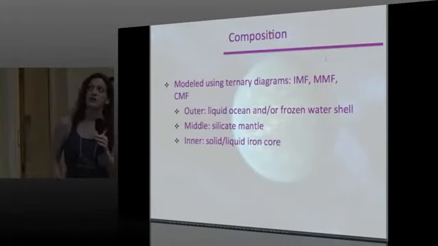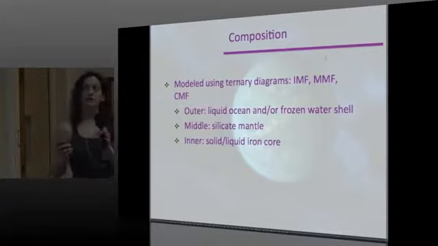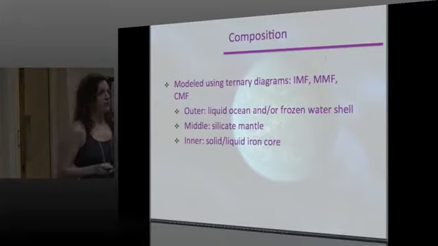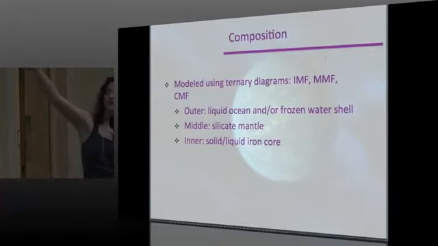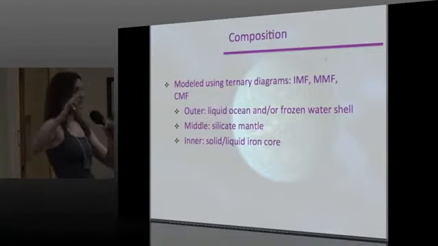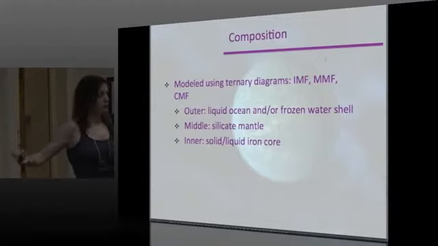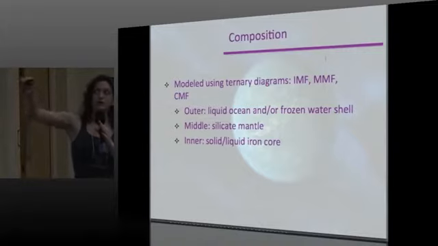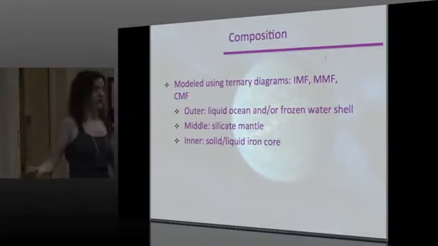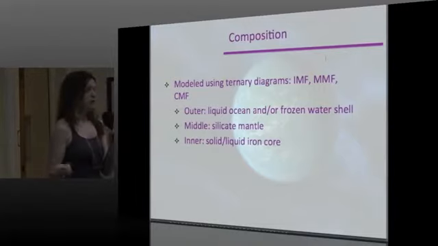So composition, I'm going to try to not make it too scientific. When you model the interior of super-Earths, you have 3 different things: an ice mass fraction, a mantle mass fraction, and a core mass fraction. And you just model those 3 different homogeneous concentric shells. The outer layer is all water. It can be either liquid or frozen, but it's a water outer shell. You have a silicate mantle in the middle, and you have an inner core of either solid or liquid iron. So these are the 3 basic assumptions about bulk composition for super-Earths.